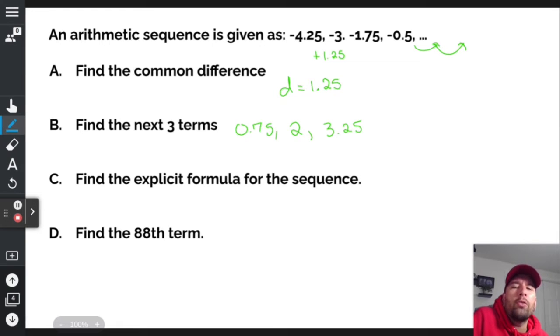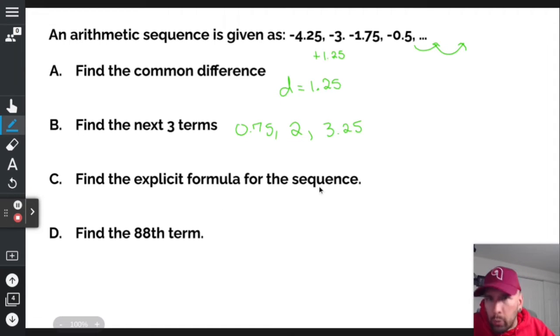Find the explicit formula for the sequence. And if you're like, explicit formula? Is that a formula that involves more cursing? Yes. Which, if you have children in the room, have them leave because I'm about to use a curse word. I'm just joking. I wouldn't do that. But I did warn you.